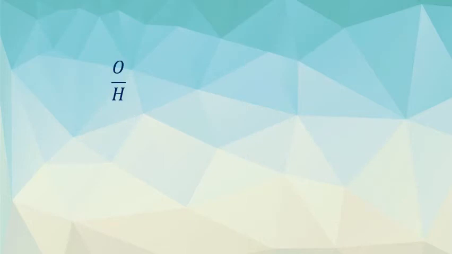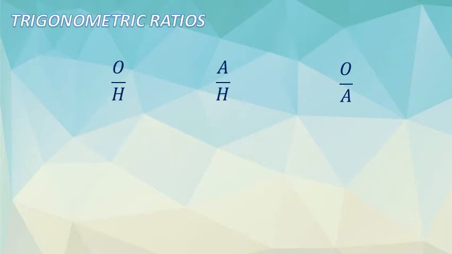So since we know that the ratios will be consistent for all similar triangles, we can now attach definitions to these three ratios. O over H will be called the sine ratio of theta. This can be abbreviated to SIN, but we still say sine of theta. I know you'll be tempted to say sin, but I think it's a pet hate of mine and many other teachers when you hear the word sin instead of sine.